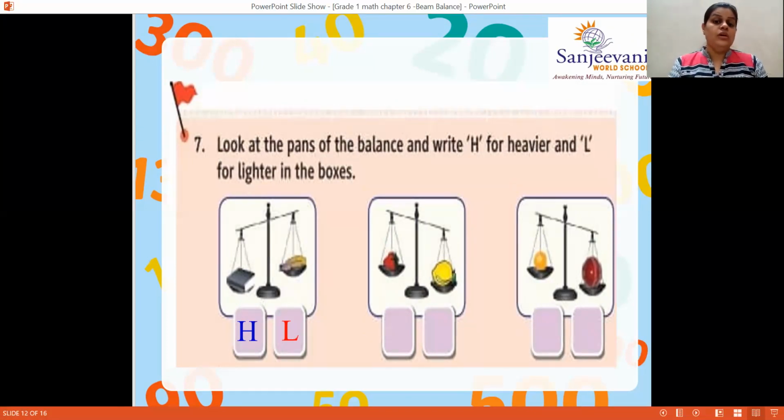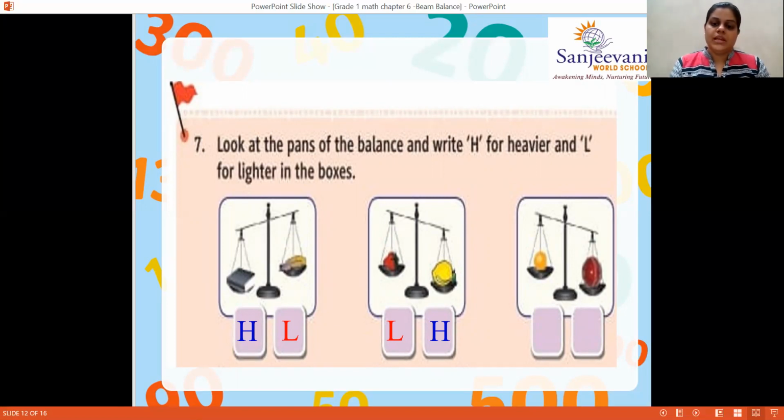The pan which has the mango is going down. So you'll write L for the strawberry and H for the mango. Yes, so mango is heavier and strawberry is lighter.